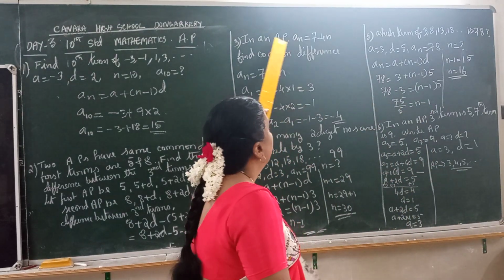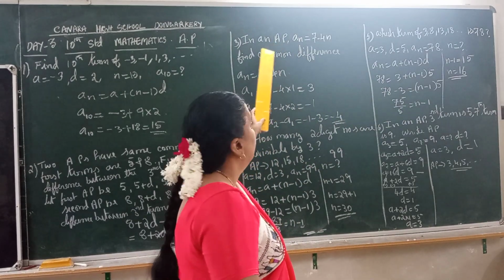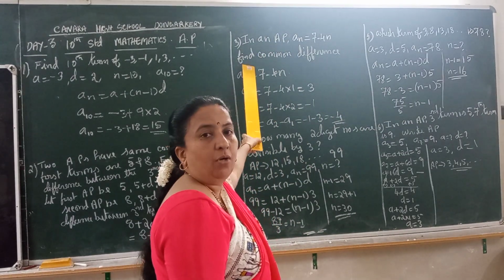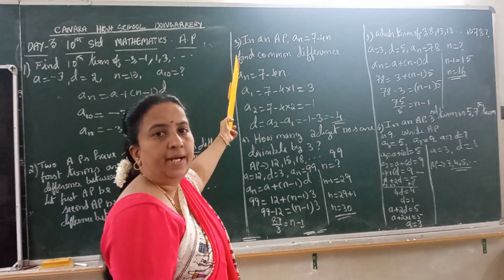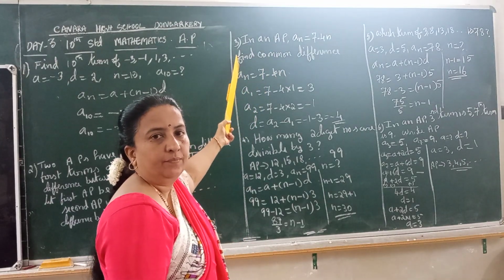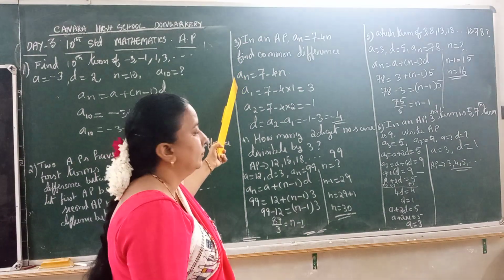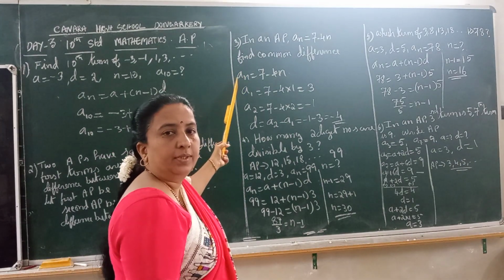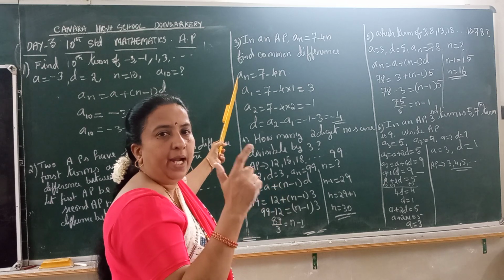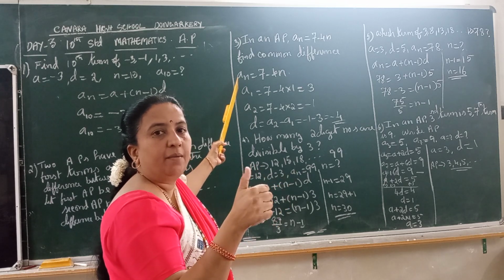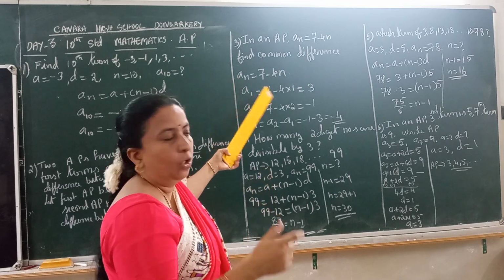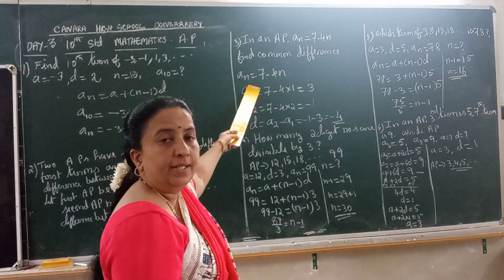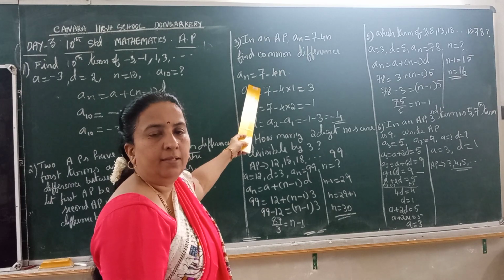An is equal to 7 minus 4n. Find the common difference. For this we have to find the first term and the second term. For the first term n is equal to 1. For the second term n is equal to 2. That is right. An is equal to 7 minus 4n.